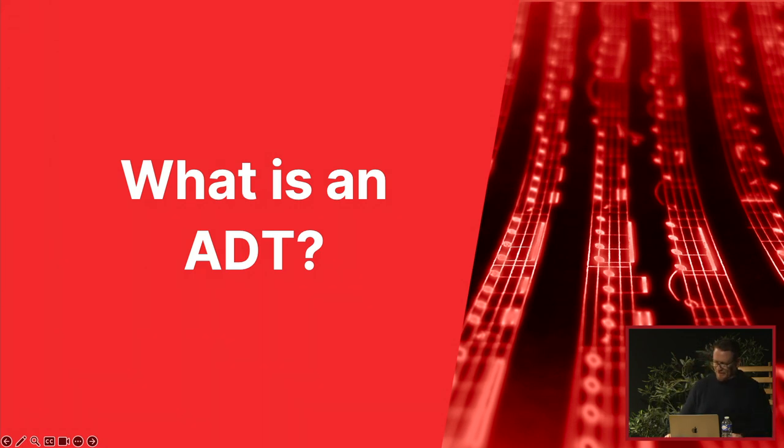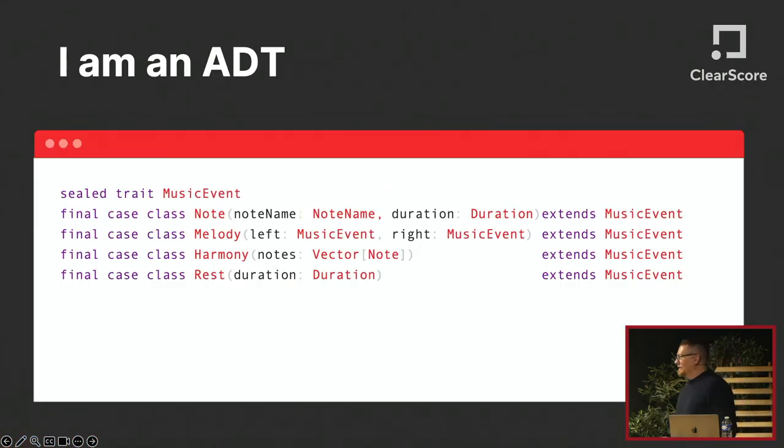I'm going to show you an ADT. And this is my ADT. This is my music event, right? So this is my initial effort at modeling music, which I've done by describing four different music events, right? This actually came about from an exercise I did in a book called Essential Scala. It was written by Noel Welsh and Dave Gurnell. If anybody's learning Scala and learning functional programming, I thoroughly recommend that book.